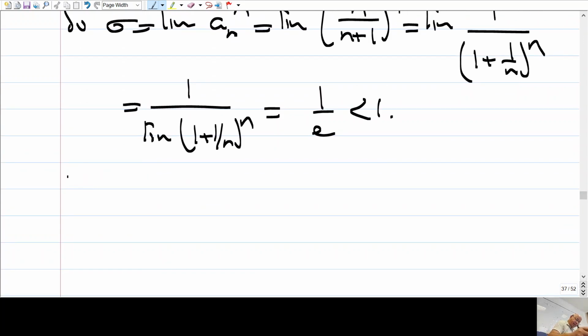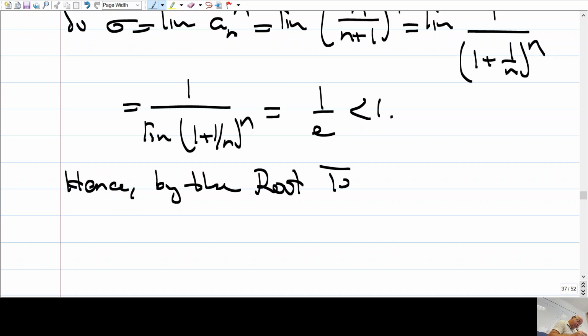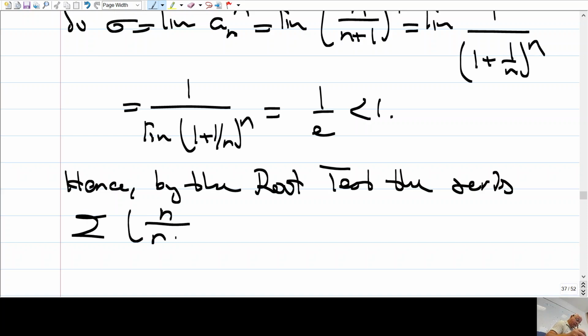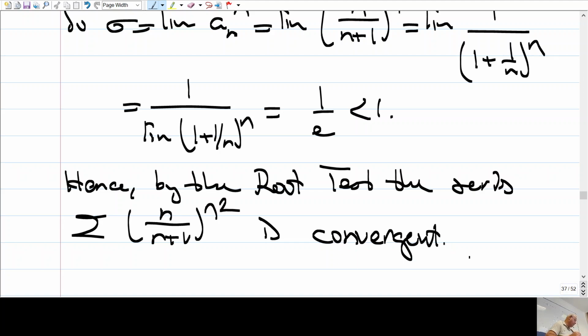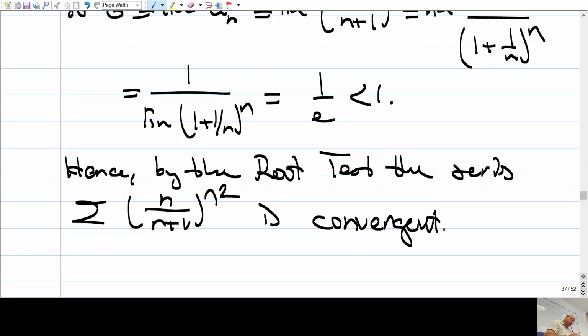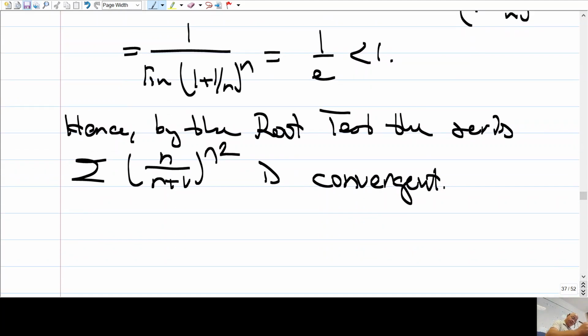So hence, by the root test, the series of (n over n+1) to the power n squared is convergent. Okay, now let's have a break.